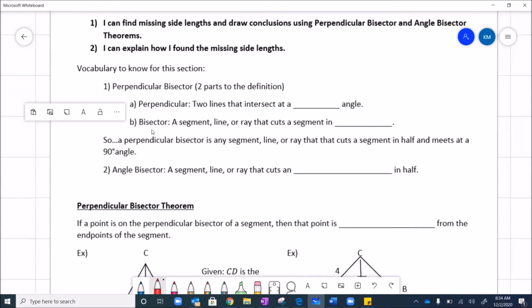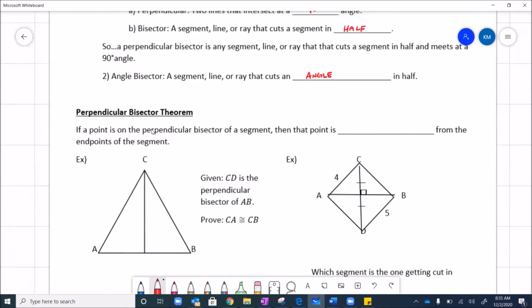All right, so vocabulary note, perpendicular bisector has two parts. Perpendicular means that the lines intersect at a 90-degree angle. And bisector means a line or segment or ray that cuts a segment in half. So therefore, a perpendicular bisector is any line or ray that cuts a segment in half and meets at a 90-degree angle. An angle bisector is a segment, line, or ray that cuts an angle in half. Okay, so bisector, 2 into 2, perpendicular. We've seen that enough, I think, 90 degrees.